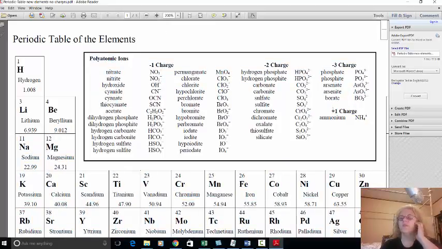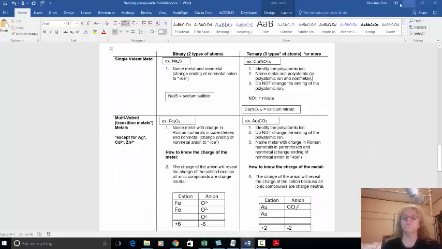That's why I put that there, is that sometimes the cation, the part that's the metal, is actually replaced by a polyatomic ion. So this is NH4+. It's called ammonium. It's not ammonia. Ammonia is NH3. Ammonium is NH4+. So I name the metal and polyatomic ion, or polyatomic ion and nonmetal. So name calcium, and we know this is nitrate, and we do not change the ending of the polyatomic ion. So the naming of this is calcium nitrate.